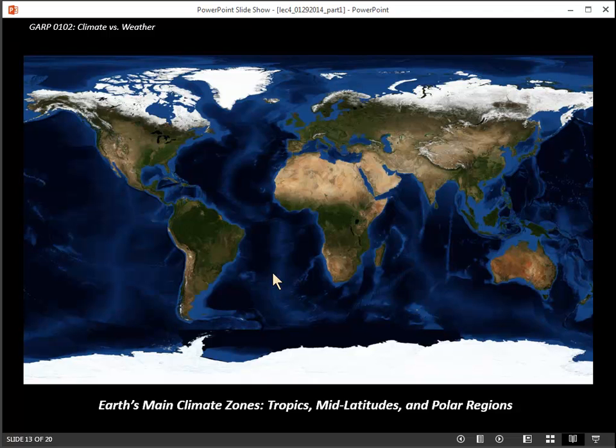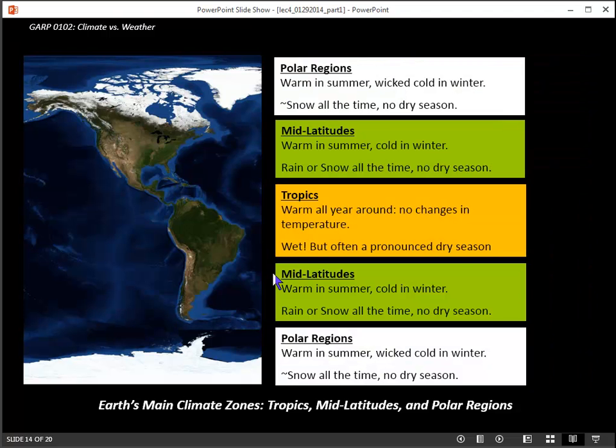So let's look at those for just a second, right? Let's look at the mid-latitudes here. That's us. Let's say North America, the United States, or take Europe, take Germany, take parts of Russia. The mid-latitudes of the northern hemisphere, but of course also the mid-latitudes of the southern hemisphere. Think South Africa, think Australia, New Zealand, parts of that. These areas all have warm summers and cold winters, and pretty much rain or snow all the time. There really is no dry season.